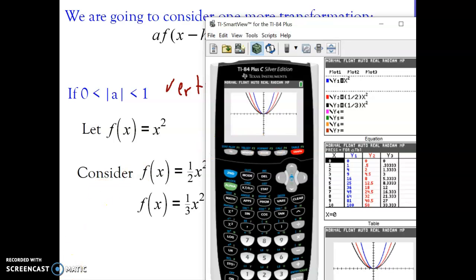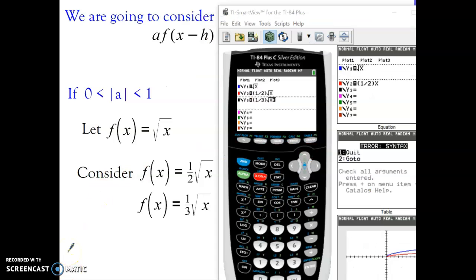Okay, let's look at a different parent function. All right, now we're back to our square root parent function, and I've typed those in my calculator. And again, you can see I put the 1/2 and the 1/3 in parentheses so that I don't have any problems with order of operations. Well, let's graph and see what happens. So there's our original parent function. There's a vertical shrink of 1/2. And there's a vertical shrink of 1/3.